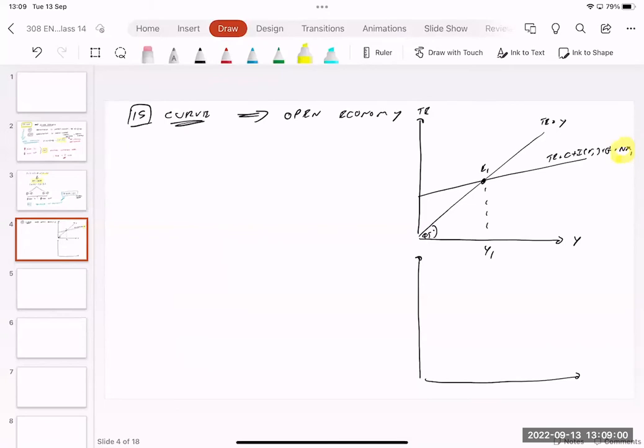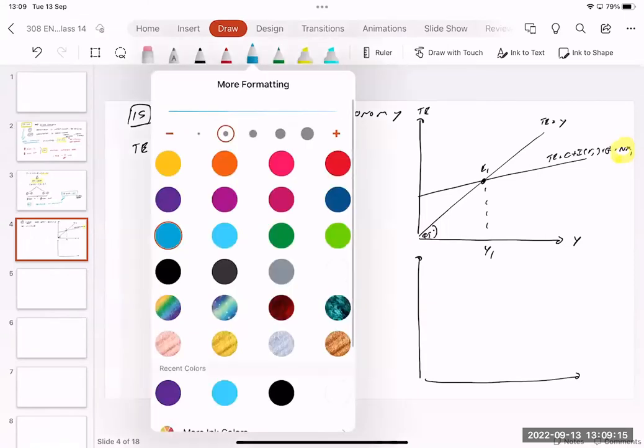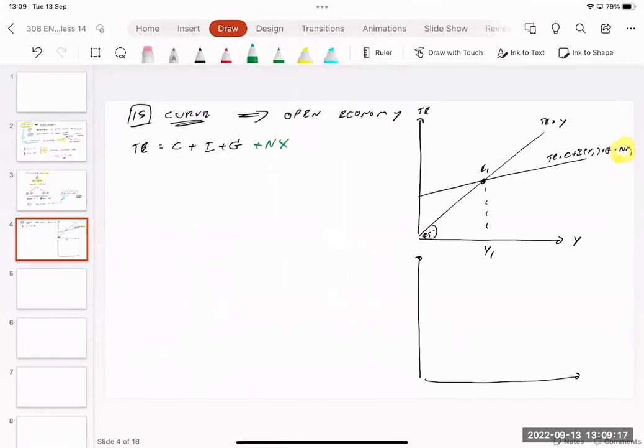So I'm just putting NX into the main equation. From what we learned before, total expenditure equals consumption plus investment plus government spending, and then I'm adding one more term, NX, into the main equation, and NX comes from X minus M. Don't forget that. I'm adding NX into the total expenditure equation because this time we're focusing on the open economy. And then I'm going to link it down to the lower graph.